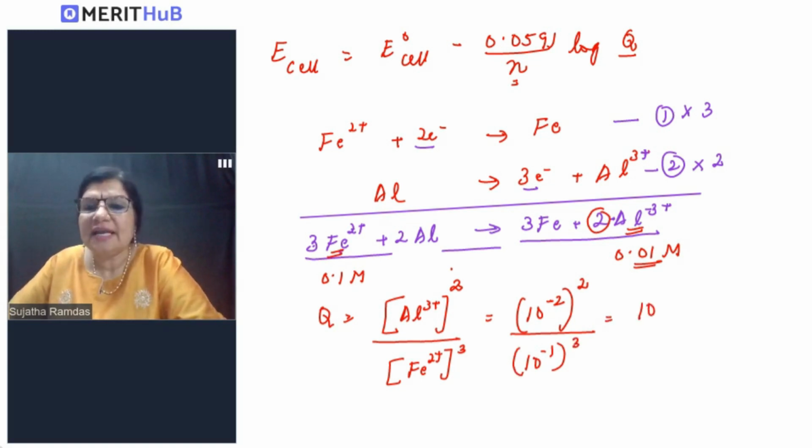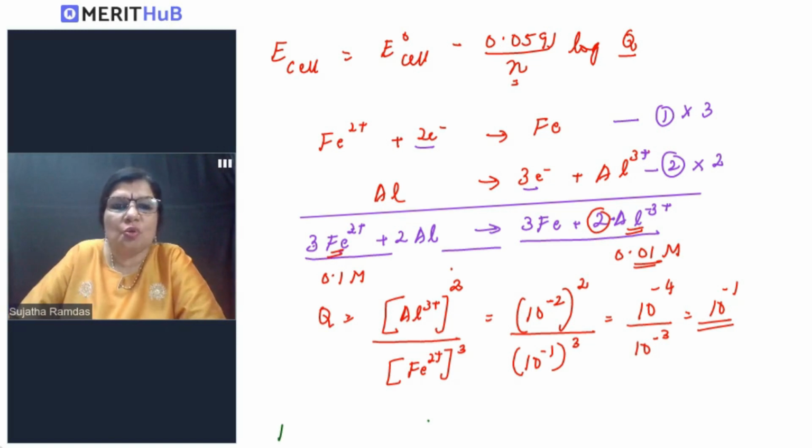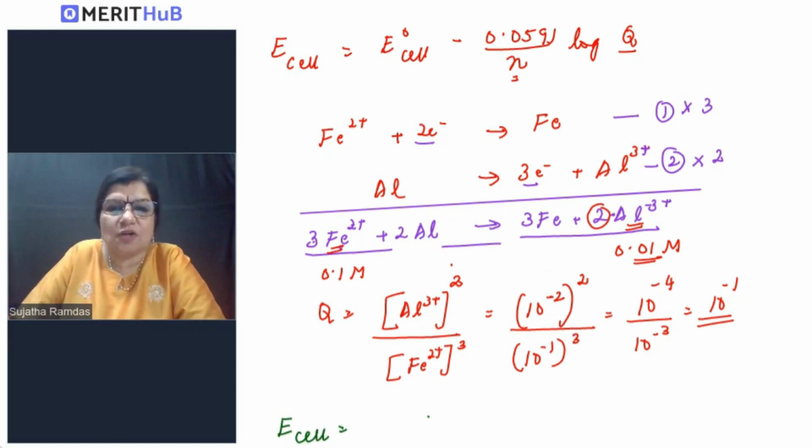So what is this? 10 to the power of minus 4 divided by 10 to the power of minus 3. So this is 10 to the power of minus 1. Okay, so that is what Q is equal to, or 0.1. Now let's apply the Nernst equation. Let's substitute the information that we have found out so far, the E naught cell value and the Q value. So what is E cell equal to?